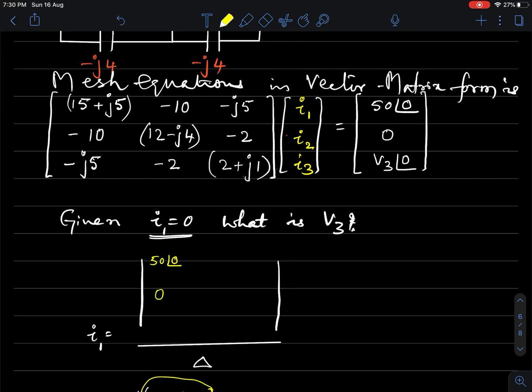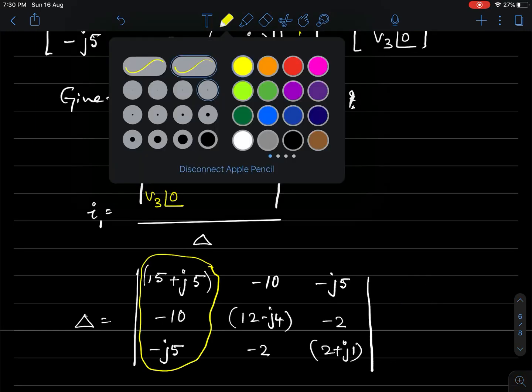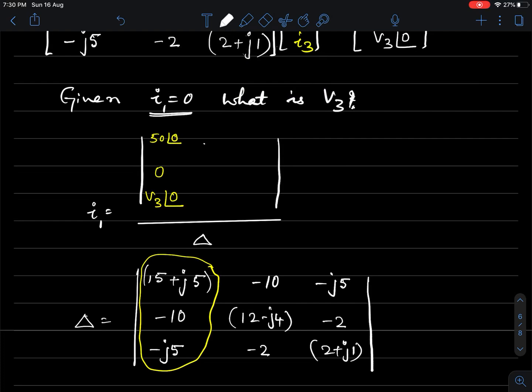This is V3 at an angle 0. What I have done is, I have replaced the first column of this delta determinant by the V vector. So the remaining things I will write as it is of delta. That is, this is minus 10, this is minus J5, this is 12 minus J4, this is minus 2, and this is minus 2, this is 2 plus J1.